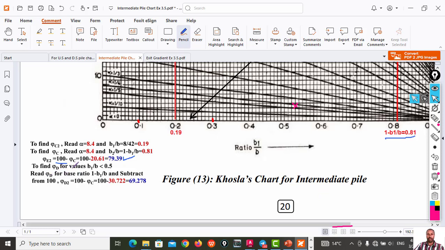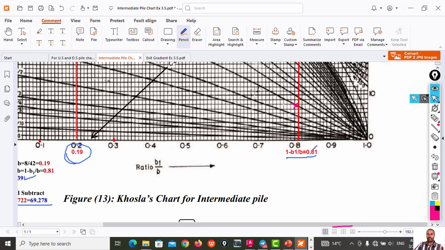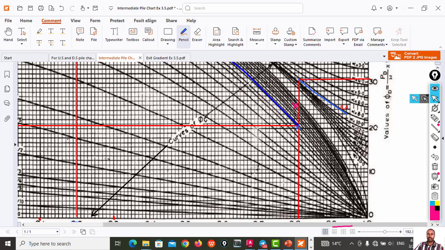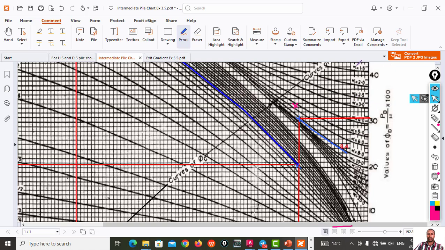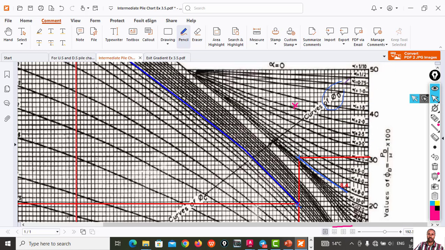Then to find phi D for values of B1 over B which is less than 0.5, because 0.19 is less than that, you have to read out this value, which is curves of phi D. Let's go to curves of phi D. Then if you go straight upward, values of alpha again, these are curves of phi D. If you intersect 8.4, which is the alpha value, you just read out this value.